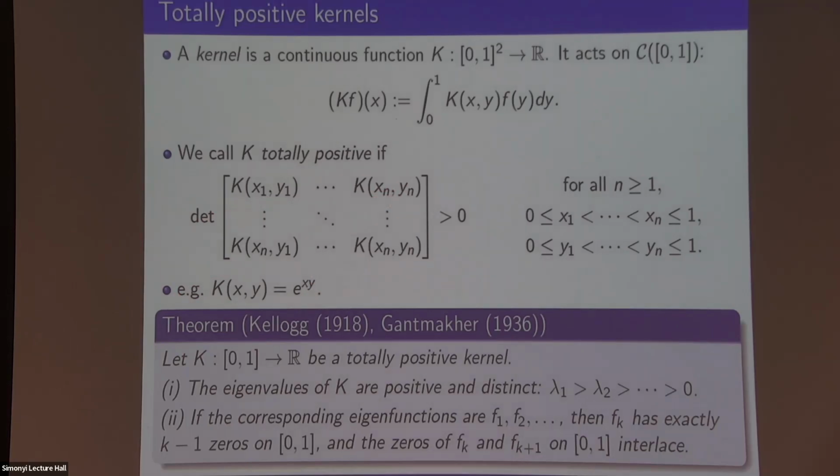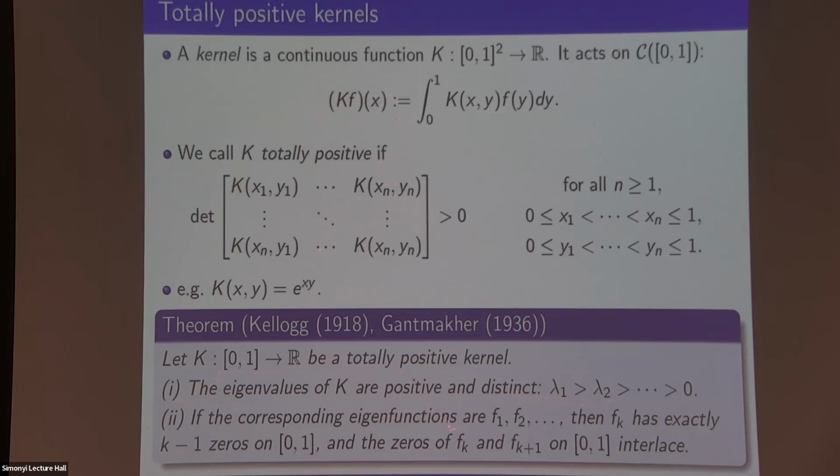Okay, so what Kellogg proved for symmetric kernels, and then Gantmacher generalized to non-symmetric kernels, is that if we have a totally positive kernel, then its eigenvalues are positive and distinct. Say that f is an eigenvector if Kf is lambda times f, and then lambda would be an eigenvalue. And so these eigenvalues are all positive and distinct.